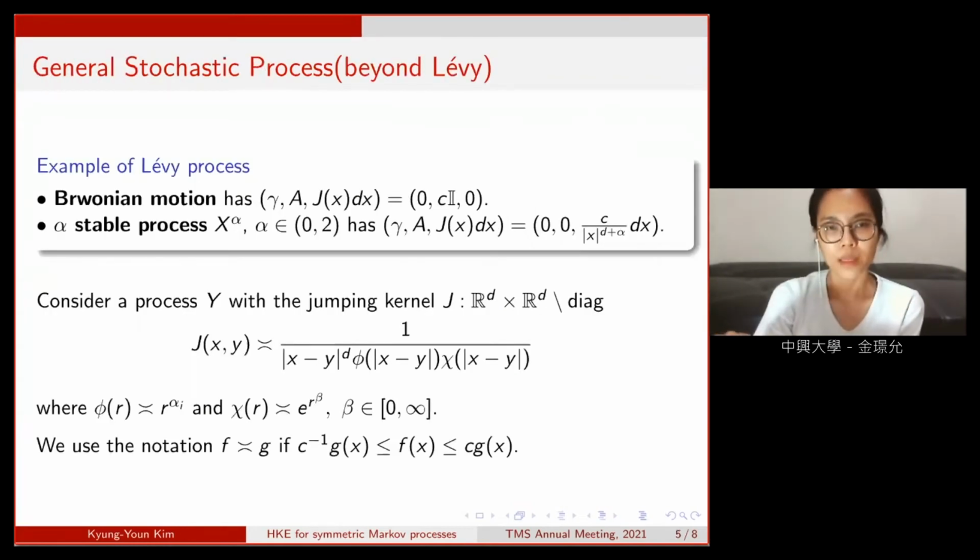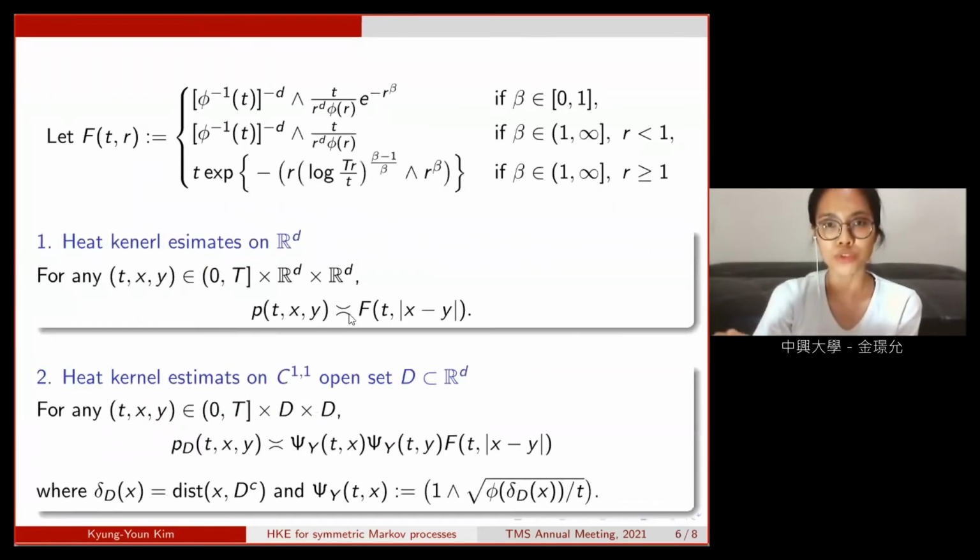So we consider the new process Y with the jumping kernel J. The alpha stable process is the typical example of the Levy process with this jumping kernel. And we generalize this jumping kernel using the function pi, which is comparable to r to the alpha, and the function chi, which is an exponential function.